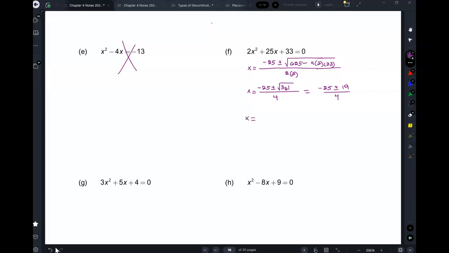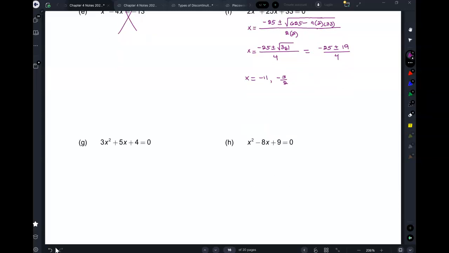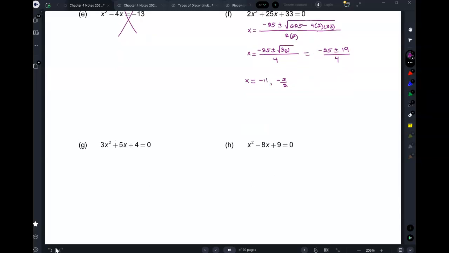So when you simplify, what do we get? Negative 11. And also negative 3 over 2. Wait, wouldn't it be positive 11? Why is it negative? Because they're both negative, right? So the negative one will be negative, and even if you add, negative 25 is higher than positive 19. So these are both going to be negative, because negative 25 minus 19 is negative, and negative 25 plus 19 is still negative.